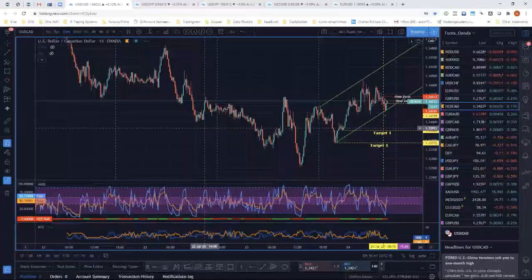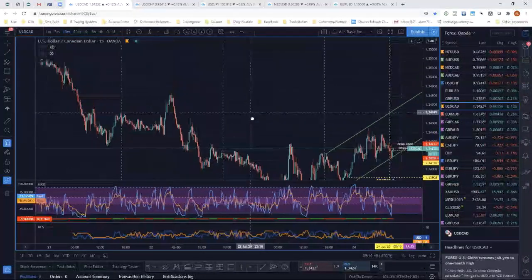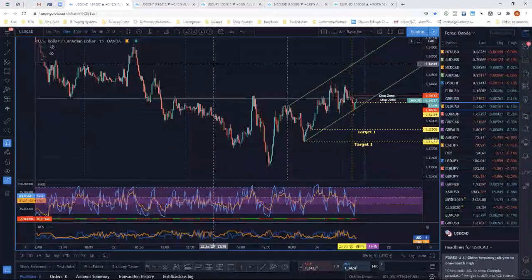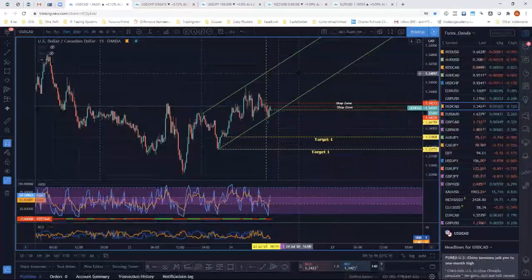Euro USD is on its way down, exactly like you said, and it's on its way down really hard. It's gone. What do we got here? So we'll see what happens. You know, the dollar is now starting to show a little bit of strength here.